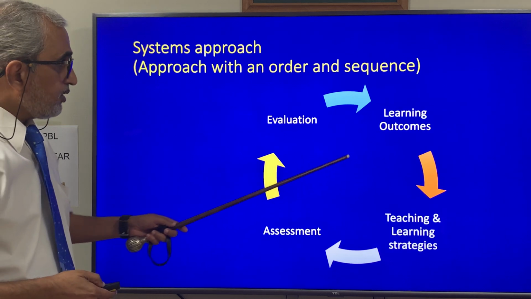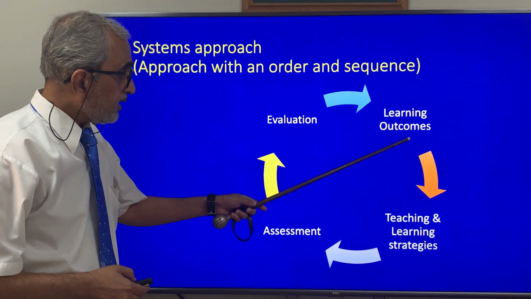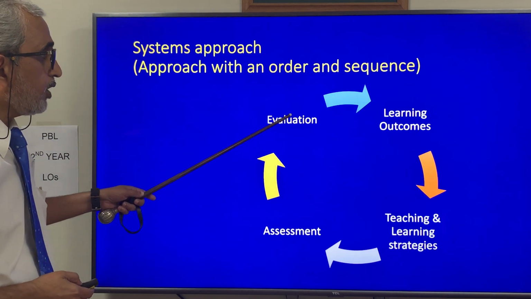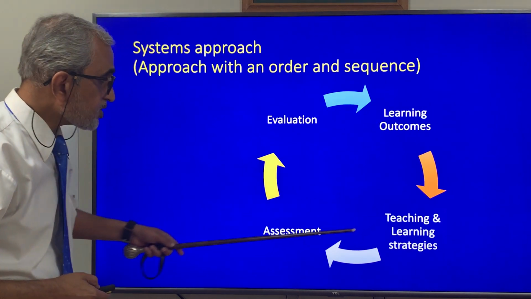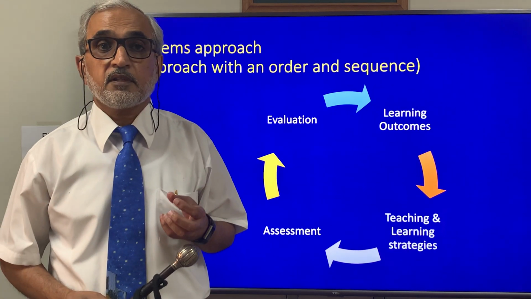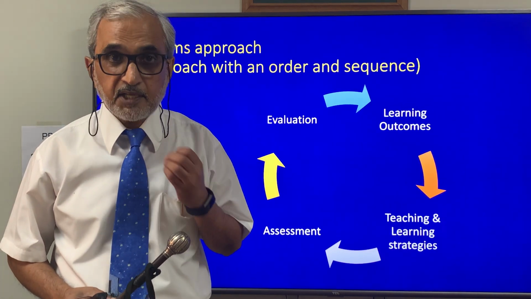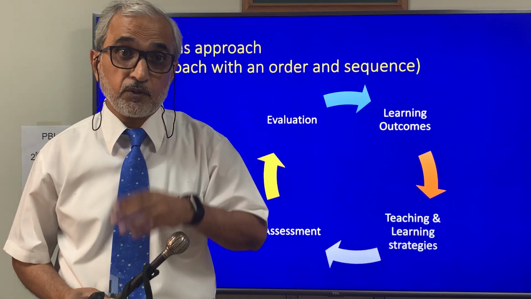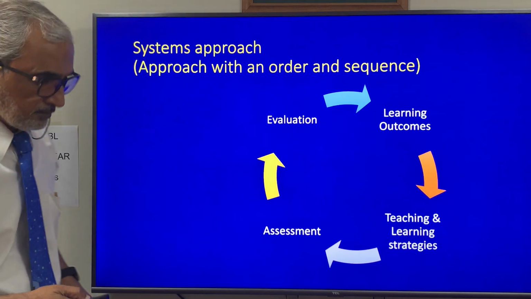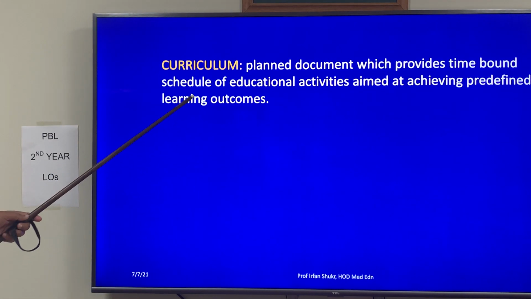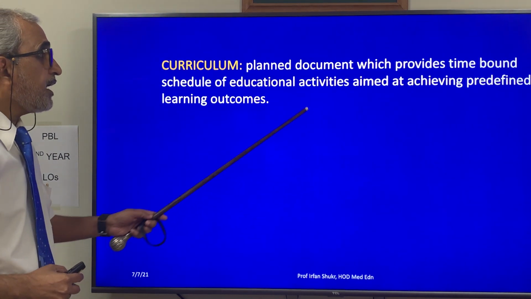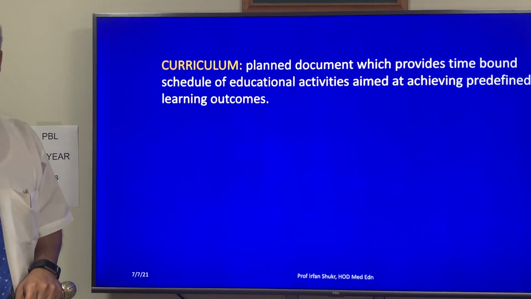As you can see, first there are learning outcomes, then teaching and learning strategies, and then assessment and evaluation. This is the systems approach to learning, and that forms the root, or the center point, of making a curriculum document. So what is this curriculum, such a buzzword around? It is a planned document which provides a time-bound schedule of educational activities aimed at achieving predefined learning outcomes.